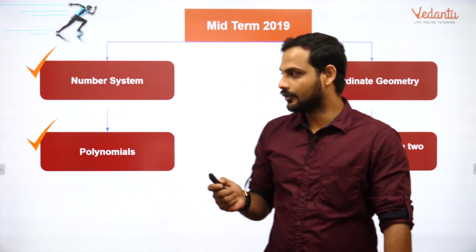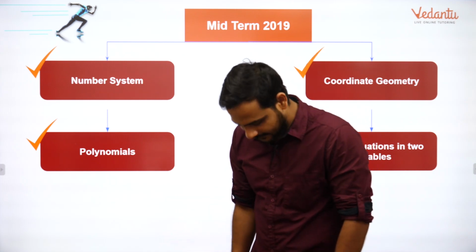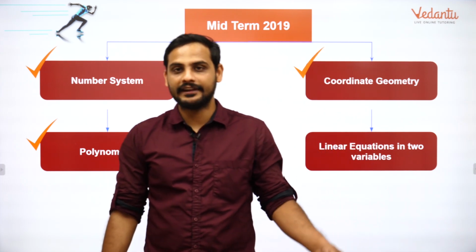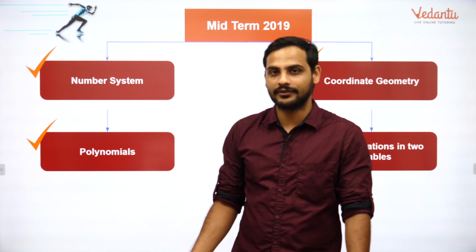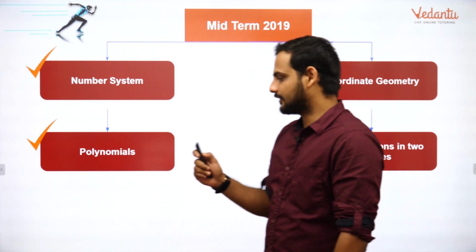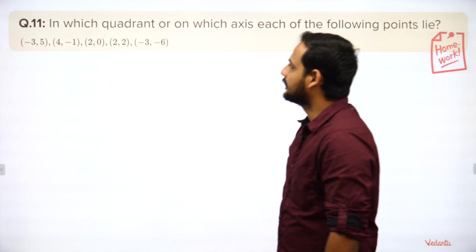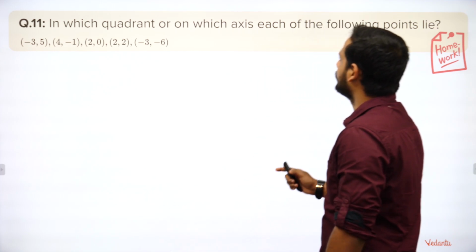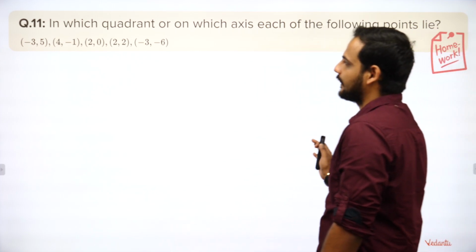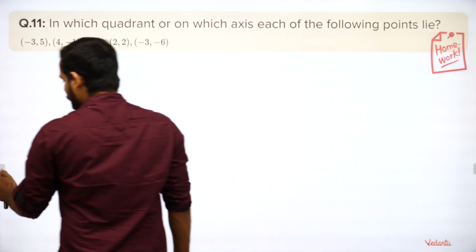Before that, as you all know, I will give you one homework every day, and I would like to get a response from all of you. The homework from the last class was: in which quadrant or on which axis is each of the following points lying? Let us go through this quickly.